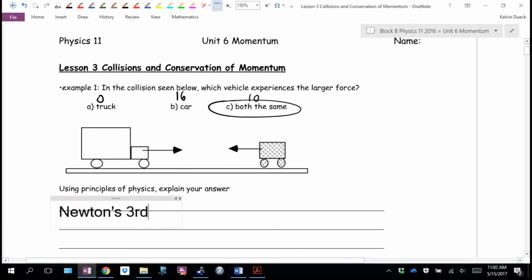Newton's third. Forces come in pairs. The force between these will be identical. The damage between them will not be the same. And that's because there's different masses involved, which means different accelerations are involved. And really, when it comes right down to it, what does the damage is not the force, it's not the impulse, it's the acceleration. The change in velocity.